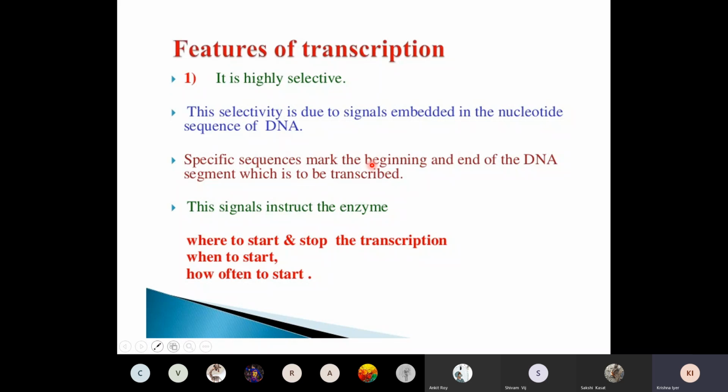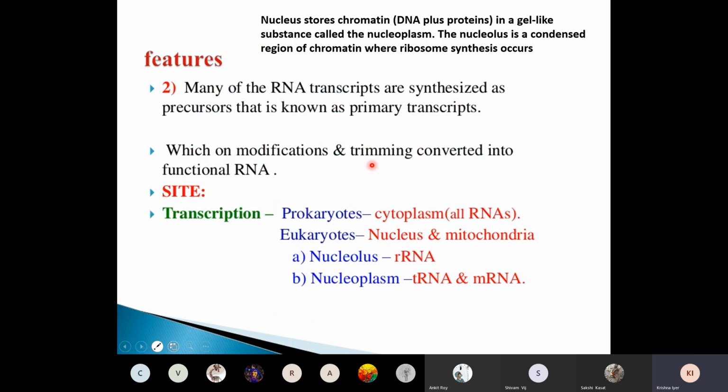So one is that certain parts of DNA are read very specifically to give RNA. Second, different tissues, different cells read different parts of the DNA, depending on what functionality they have to perform. And the second feature is that much of the RNA which is produced is not immediately ready for use. It has to be modified or trimmed before it becomes functional. Everyone okay? Any questions at this point?